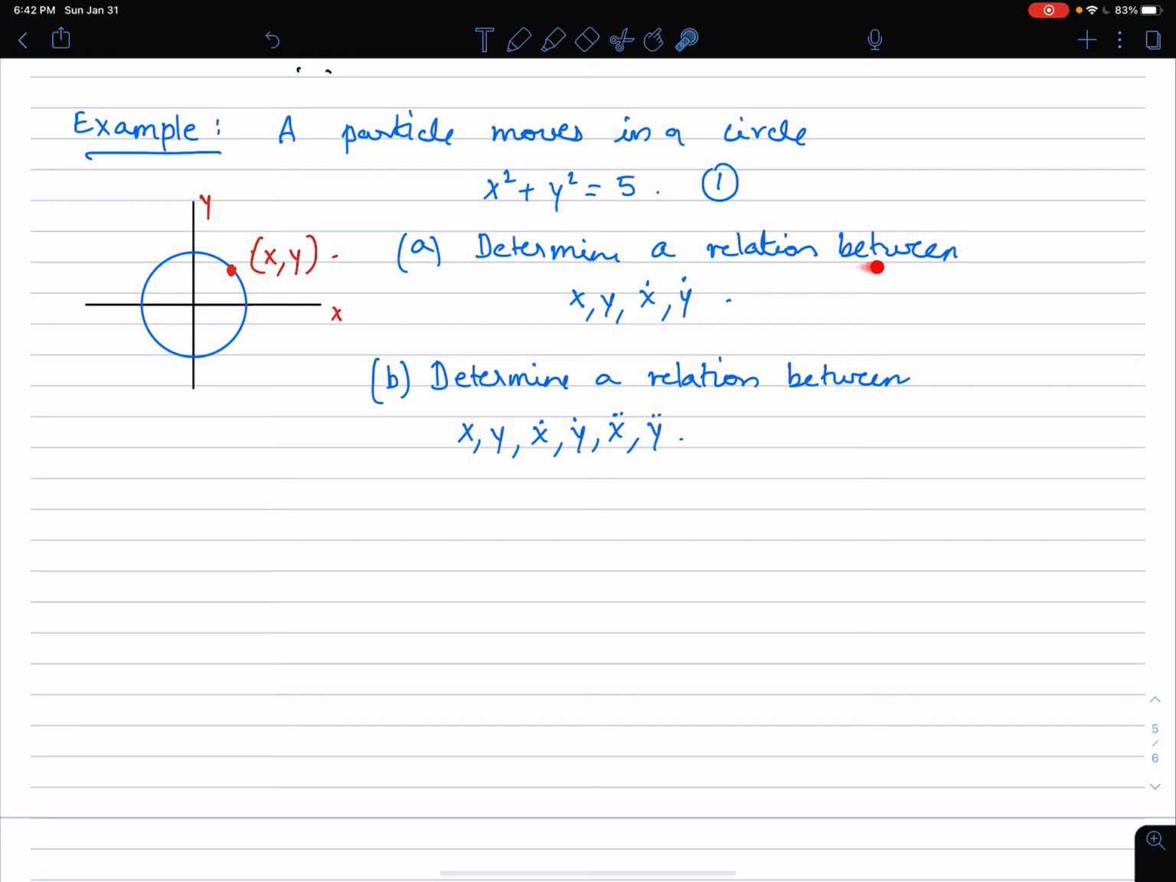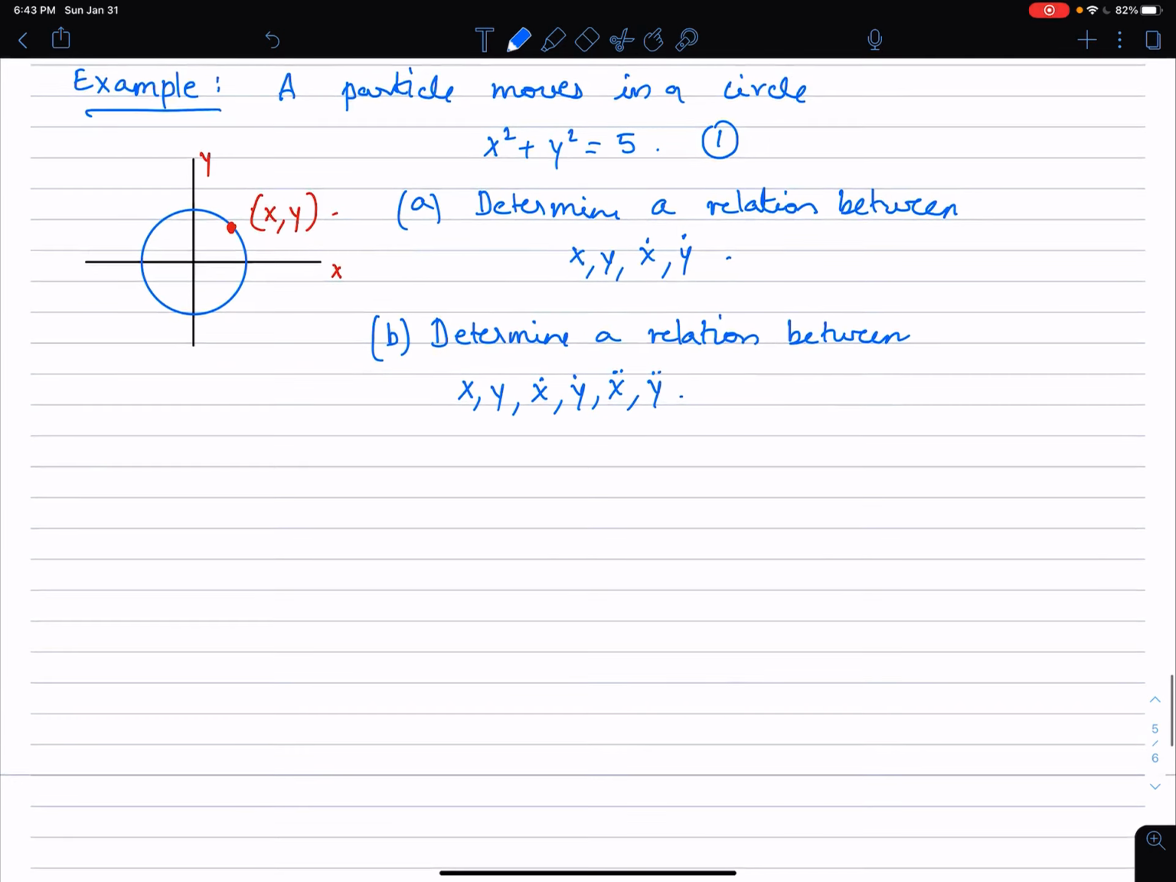And we want to determine a relationship between x, y, x dot, and y dot. So between basically the velocities, but the position will also show up, unfortunately. Similarly, we want to find a relationship between the acceleration in the x and y directions by virtue of this object moving in a circle. But that expression will also depend, it turns out, on the current position and the current velocity.